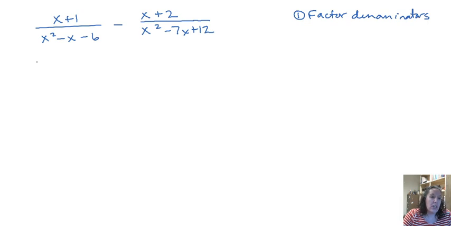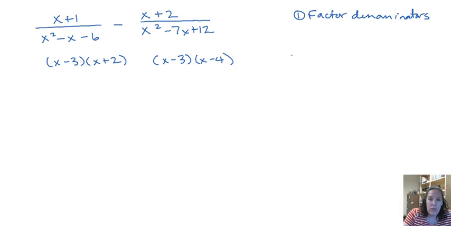So our first denominator, x squared minus x minus 6, that'll factor. Factors of negative 6 that add to negative 1 are going to be x minus 3, x plus 2, and then x squared minus 7x plus 12. That second denominator is going to factor. Factors of 12 that add to negative 7 are going to be 3 and 4, x minus 3, x minus 4.